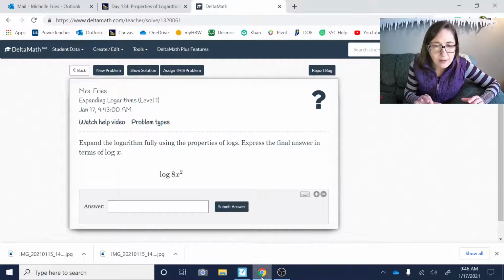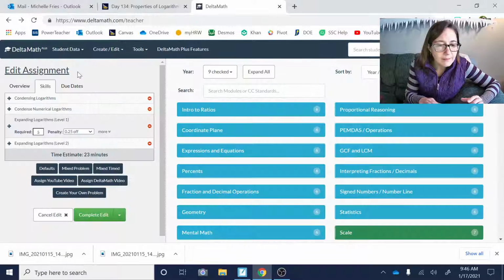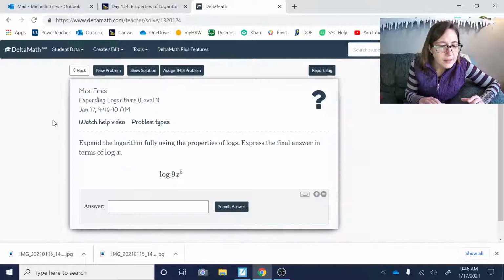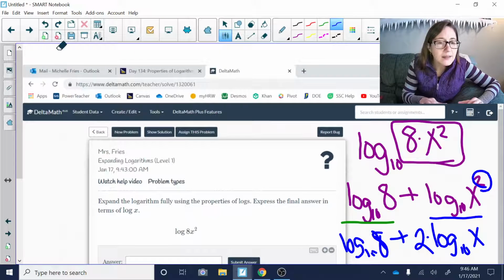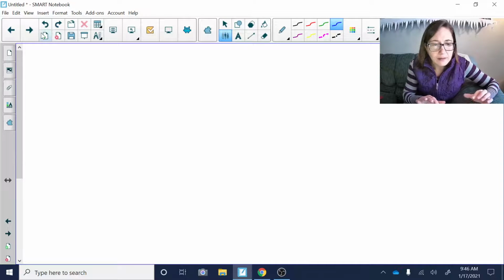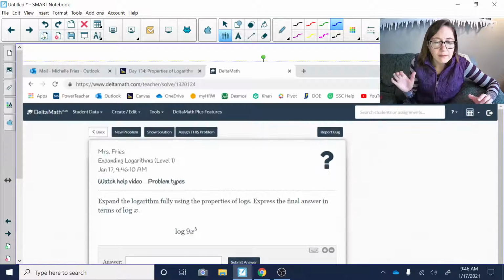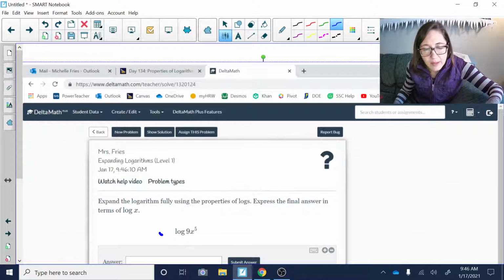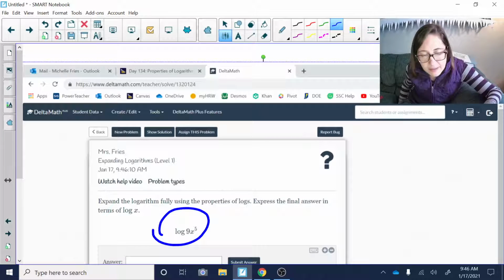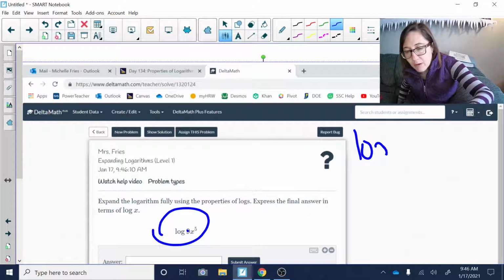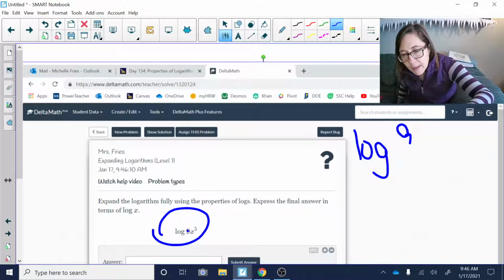Go back over here. Let's see what this one looks like. Oh, this is more just expanding them. Okay, so screenshot that. Pull it over here. Here's our problem, and we want to expand it fully. So I see the 9 is getting multiplied by an x to the 5th. Let me write it over here. Log of 9 times x to the 5th.